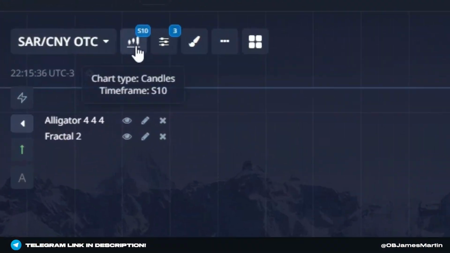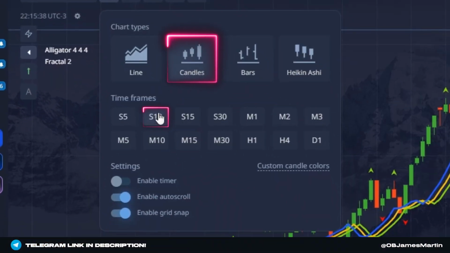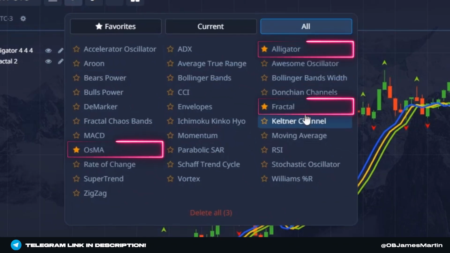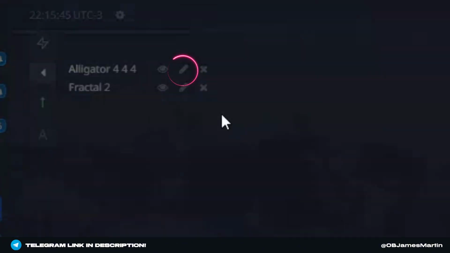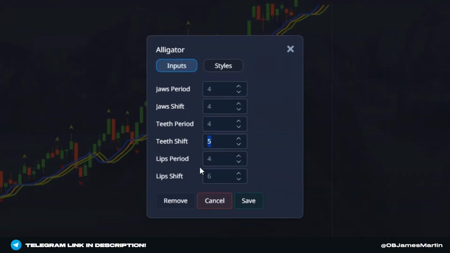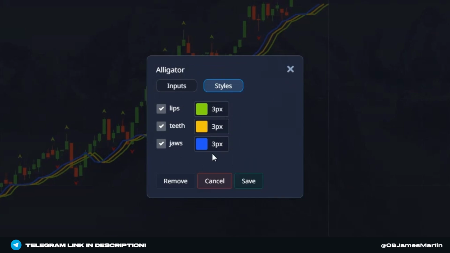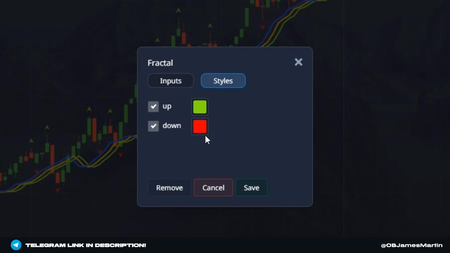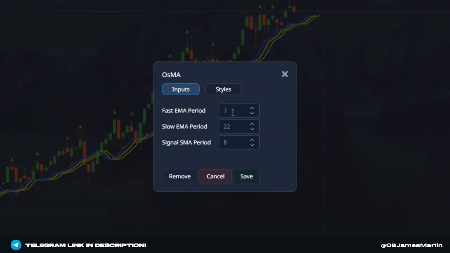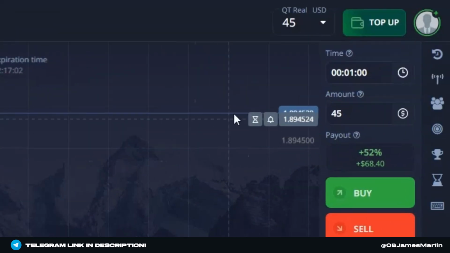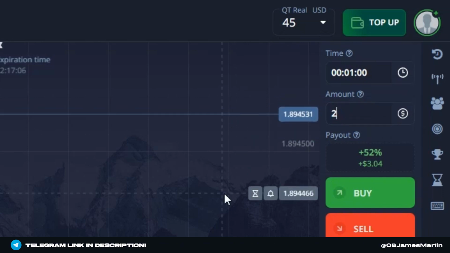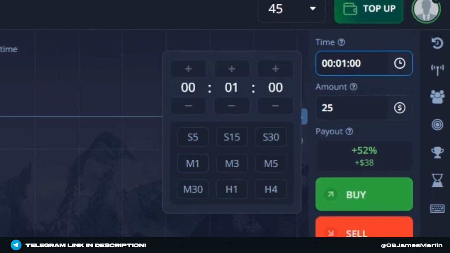Let's go with that. Classic candles, 10 seconds time frame. And we're going to use Alligator again, Fractal and OsMA. 4, 4, 4, 5, 4, and 6 for that. The color is up to you. I just changed the colors so they're not the same. 2 on the Fractal, 7, 22, and 8 for the OsMA. Alright, and let's make that green. So for $5, we're going to start with 25, 1 minute expiration time.